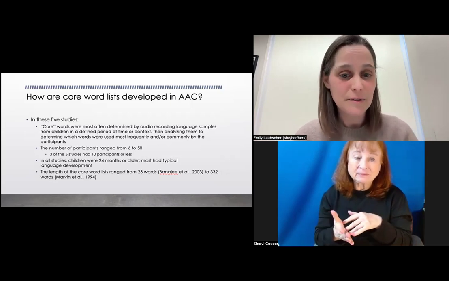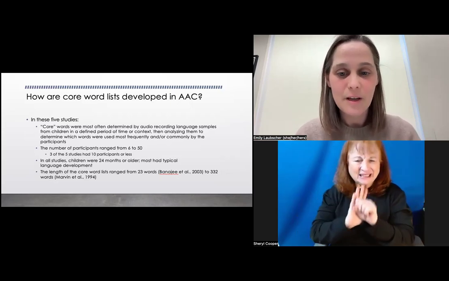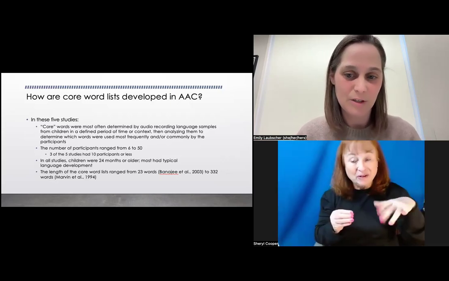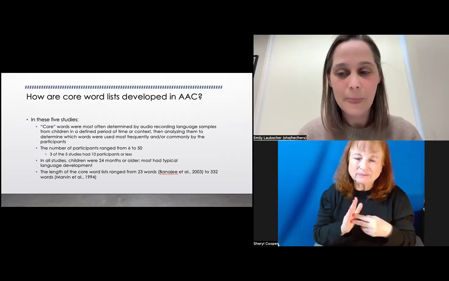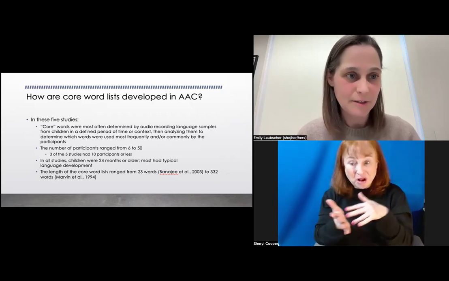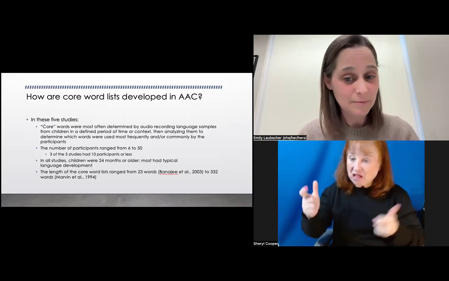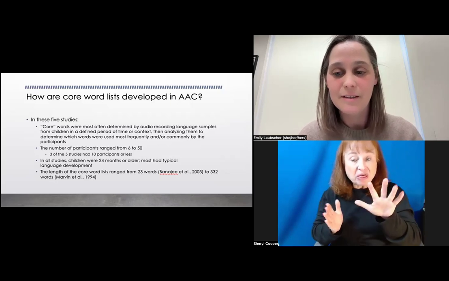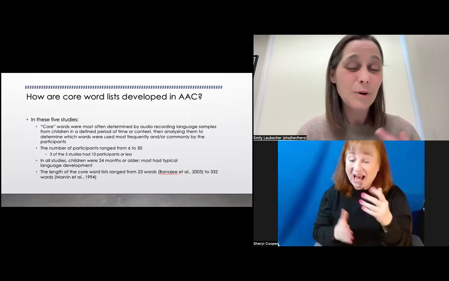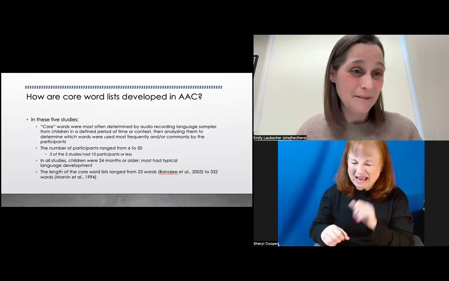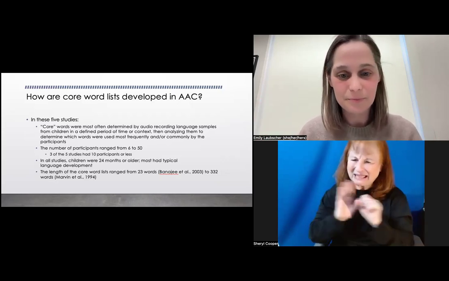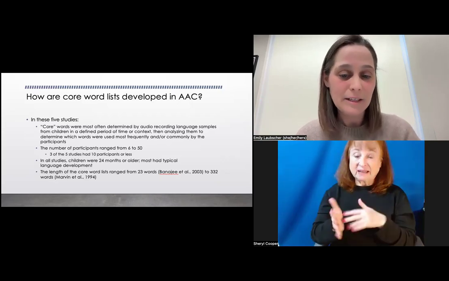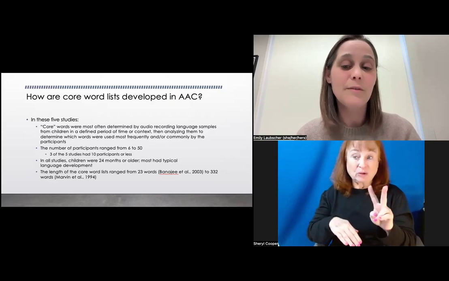There was a wide range of sample sizes in these papers, the sample size being the number of child participants from which these language samples were collected. The smallest study had 6 participants, and the largest had 50. And it was also notable that 3 out of the 5 studies had 10 participants or less. So we're not looking at enormous sample sizes here. In all of the studies, the children were at least 2 years old, and most of them were older than that.